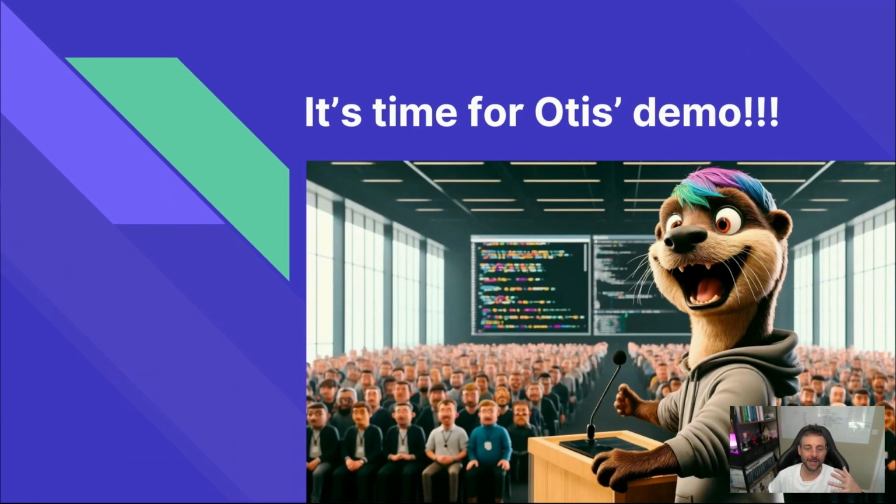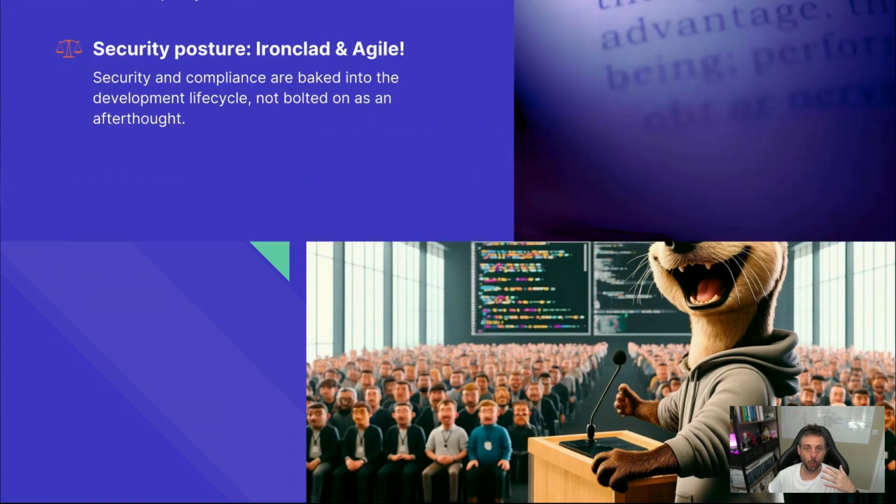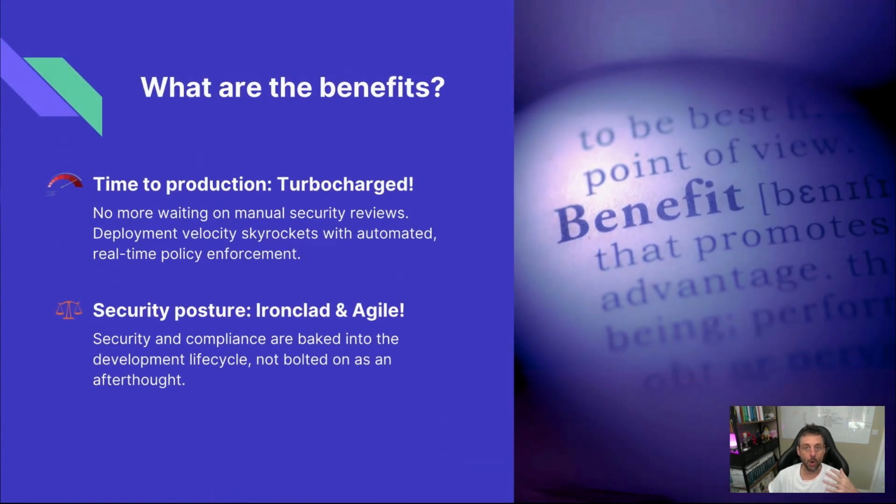Now that we've seen IBAC in action, let's talk about why this is a game changer. What are the real benefits here? First up, time to production. Remember how we talked about those frustrating delays waiting for manual security reviews? Well, with IBAC, those bottlenecks become a thing of the past. Deployment velocity skyrockets because policy enforcement is automated and happens in real time. Developers can push their code with confidence, knowing that security checks are baked in every step of the way.